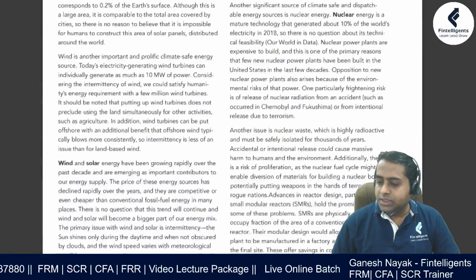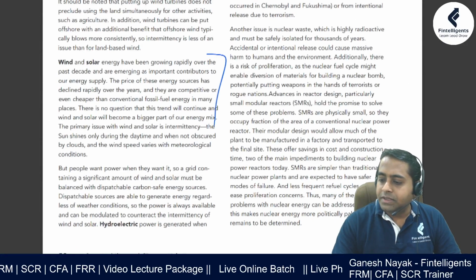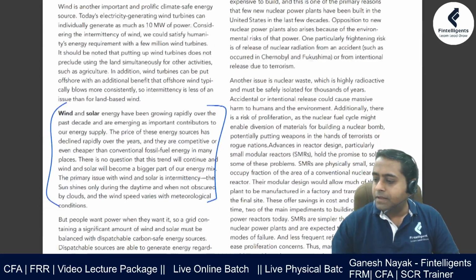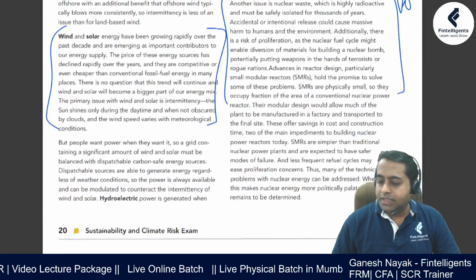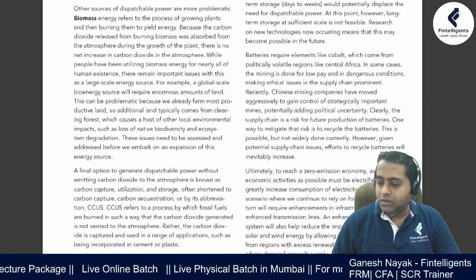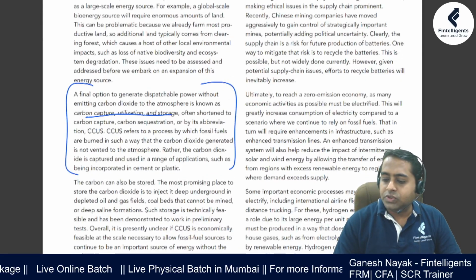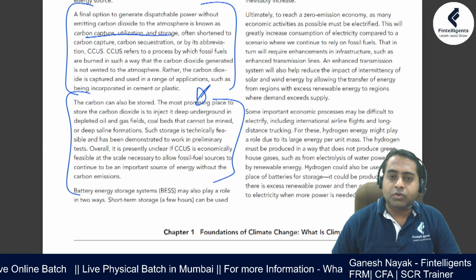Mitigation, moving towards greener. So you can read this paragraph, this entire section, mark it as star. Biogas is okay. Carbon capture, utilization and storage, this part is important. This part is also important, mark both of them as star.